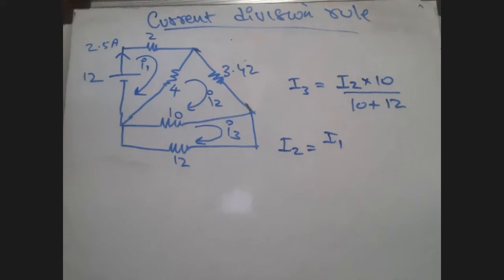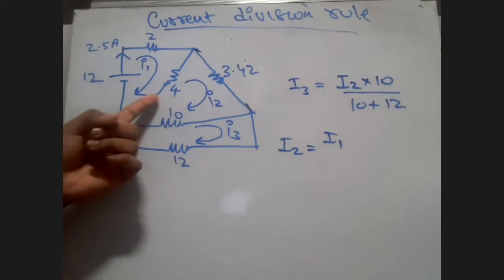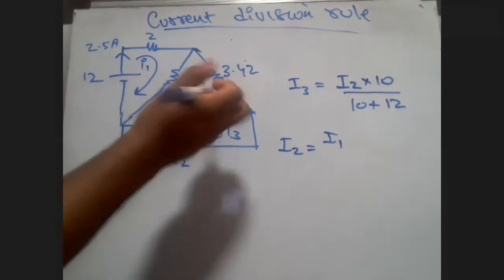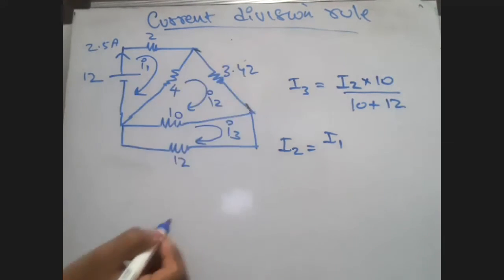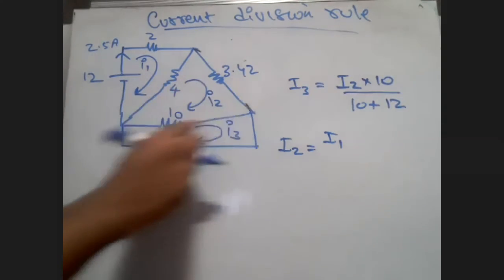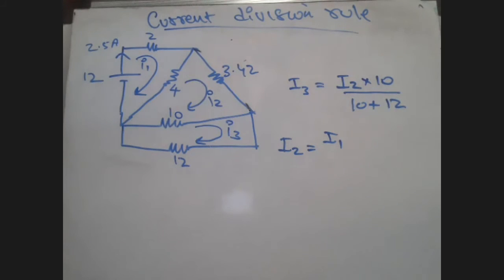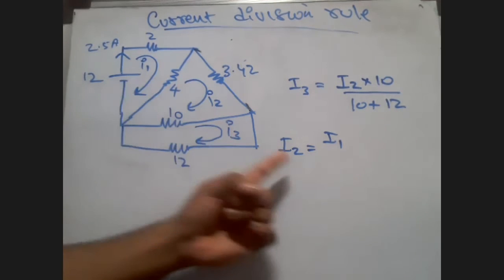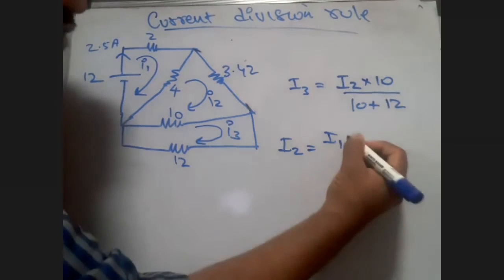I1 into, okay, what can I say? I1 into 4, can I say? Because the current passing in this loop, I2, is basically passing through what? 3.42, and I2 will also be passing through this 10 ohm resistor. Yes or no? Are you understanding? Give me a response. I'm waiting for your response. Yes or no? I2 will be the incoming current I1 into 4.